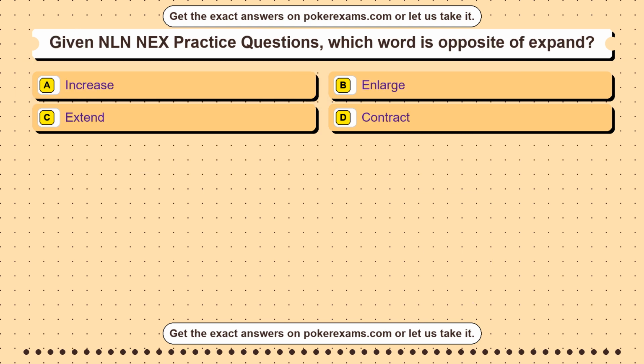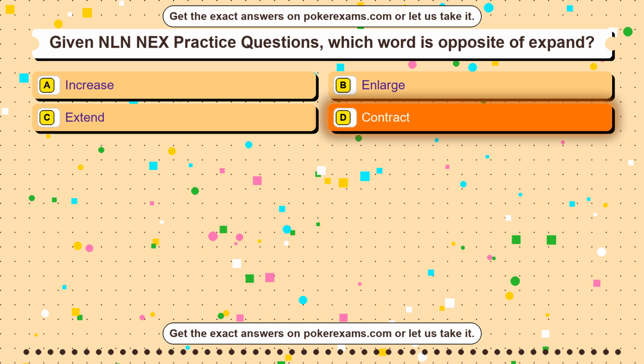Question 38. Given NLN NEX Practice Questions, which word is opposite of expand? Option A, increase. Option B, enlarge. Option C, extend. Option D, contract. The correct answer is option D, contract.